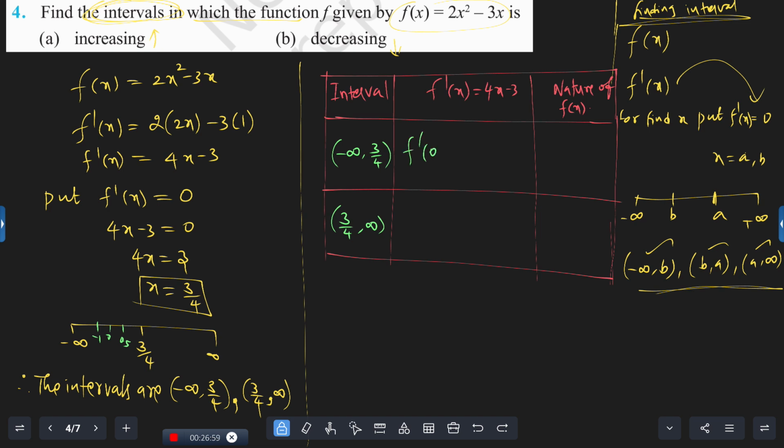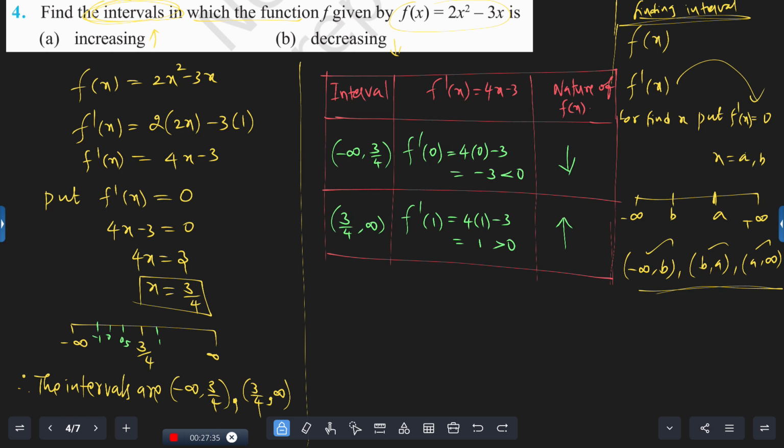So f dash of 0 is equal to 4 into 0 minus 3, which is equal to minus 3. Minus 3 is less than 0, so what can we say? Decreasing. Have you understood? That's a simple work. Next, above 3 by 4, an easy number is 1. So f dash of 1 is equal to 4 into 1 minus 3, which is equal to 1, greater than 0. That means increasing.